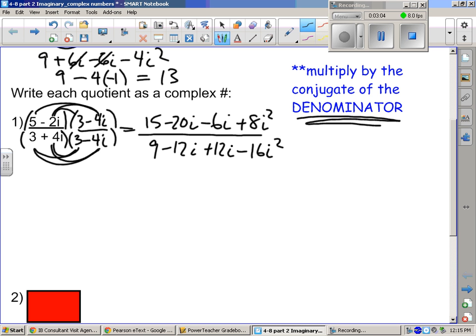All right, what do you notice about the bottom? I noticed that your i's will cancel. So let's get those out of there. And I also noticed that you have i squared, top and bottom. And that's the same as negative 1, so that's going to change those signs.